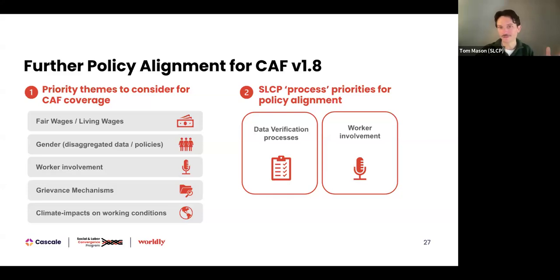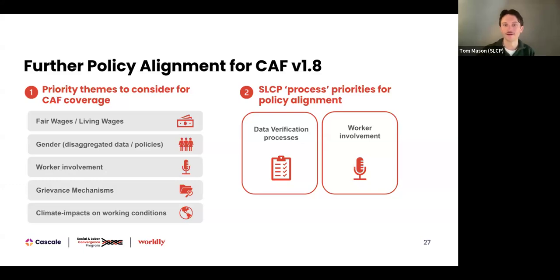The living wages is something that's captured in CSDDD. Again, we want to try and continue to refine these gender disaggregated questions so that we're collecting the data around gender and the different experiences of women and men in these facilities. We want to try and understand and better incorporate workers, both in the tool questions and also through the process of verification, ensuring that grievance mechanisms are rightly informed through a CAF assessment, and climate impacts on workers.